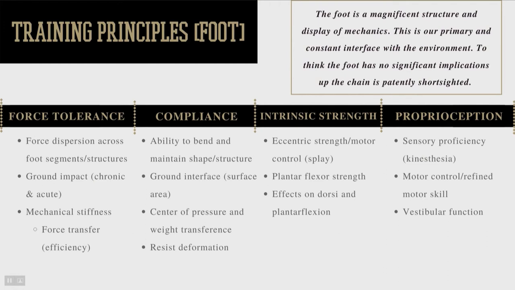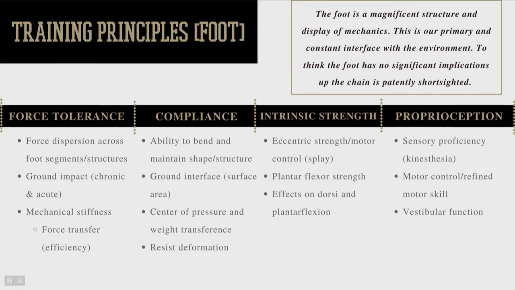If we look to the general training principles or KPIs, I break these up into four predominant categories: force tolerance, compliance, intrinsic strength, and proprioception. I'd be willing to bet that just about any athlete you see is going to be weak or deficient in at least one of these, if not more. For my population, more often than not, athletes are pretty weak or pretty poor in about 2 or 3 out of the 4 in most cases.